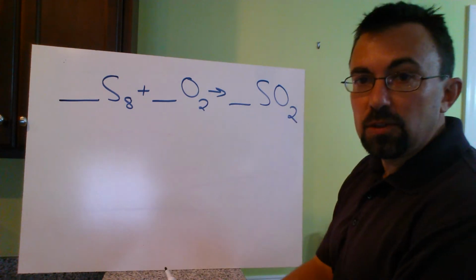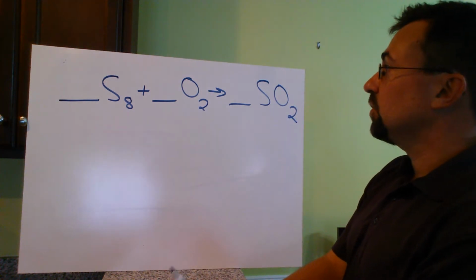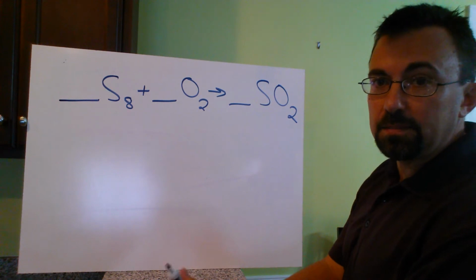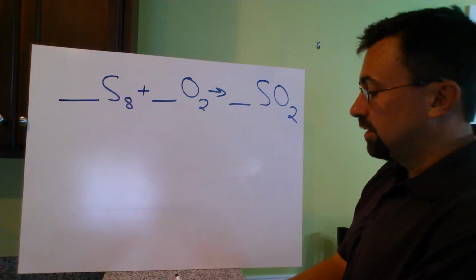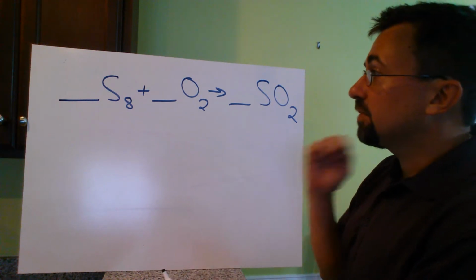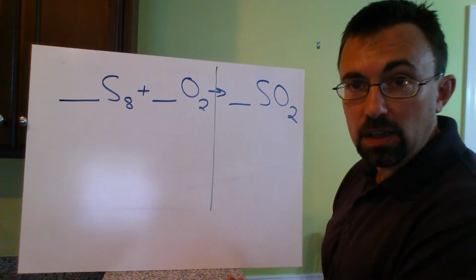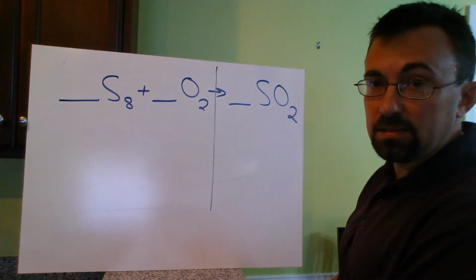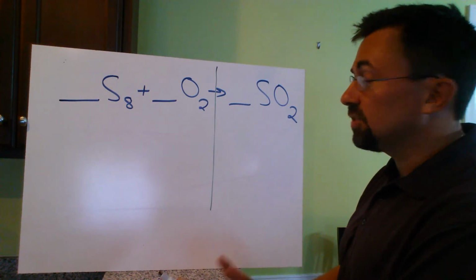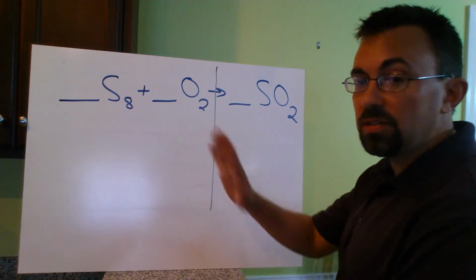All right, so let's take a fairly straightforward example. S8, sulfur, plus oxygen gives me sulfur dioxide. All right. So right now, how many sulfur atoms do I have on the reactant side? Good, none. How many do I have on the product side? Good, none. How many oxygen? None, none, none, none. All right, we get 0 of everything.